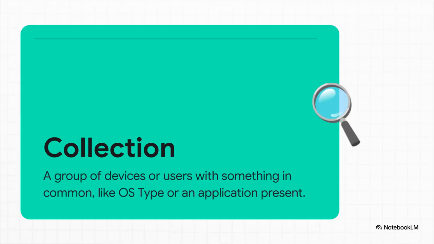So how do you take action effectively on, say, 1,000 machines? Well, you're not going to do it one by one, right? That's where collections come in. A collection is just a logical group of devices or users that have something in common. It could be all the laptops in the marketing department, or maybe every single machine that's running a specific version of Windows. This is how you organize your entire fleet so you can do targeted management.